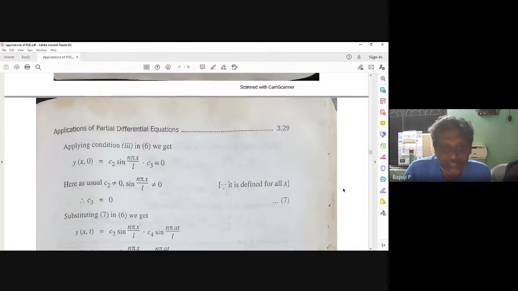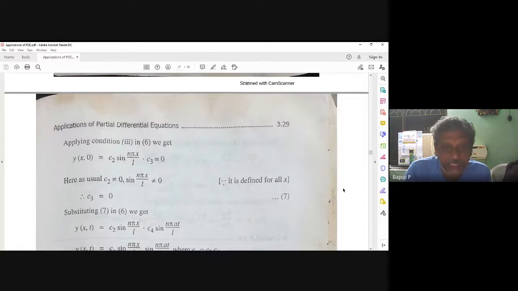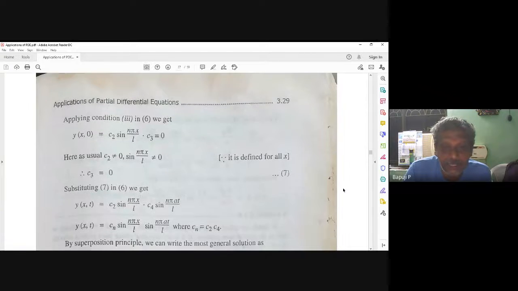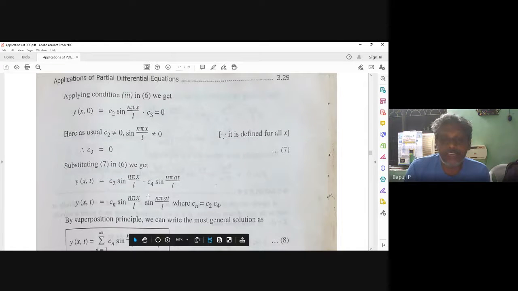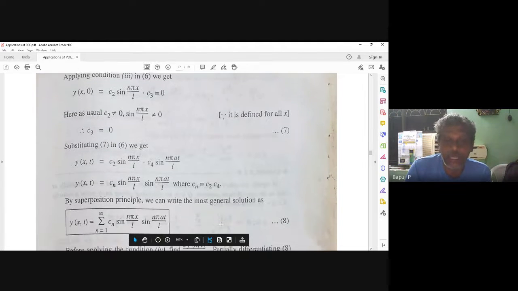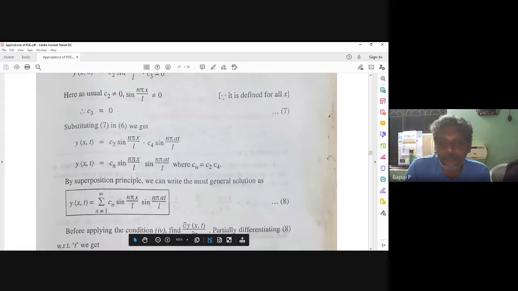The same story. C2 cannot be 0, sin n pi x. Already I told you, if C2 is 0 there is no equation. If sin n pi x is 0 also, the whole thing collapses. Then this is the balance term. Again, C2, C4 I will write as Cn, superposition. So this is the life of the problem. This is the solution I will start with.